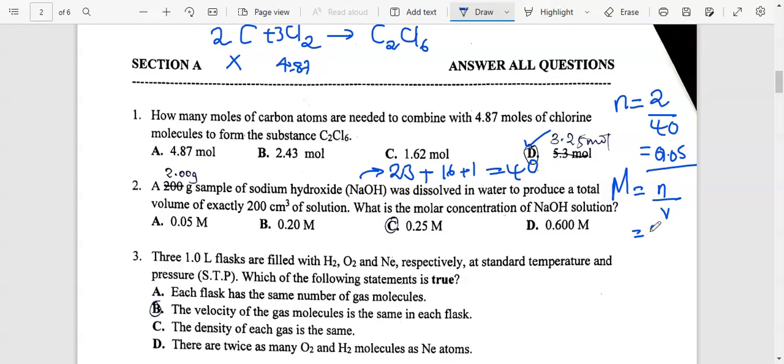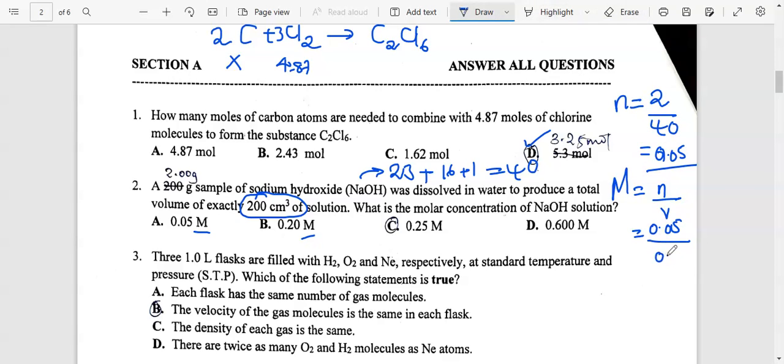So the number of moles is 0.05, and then the volume: when we dissolved this, the volume became 200 cubic centimeters. That's the total volume. Now this one is in cubic centimeters, but the answer is supposed to be in molar. Molar is moles per decimeter cubed. So to convert centimeter cubed to decimeter cubed, we just divide by 1000. So 200 divided by 1000 is just going to be 0.2.